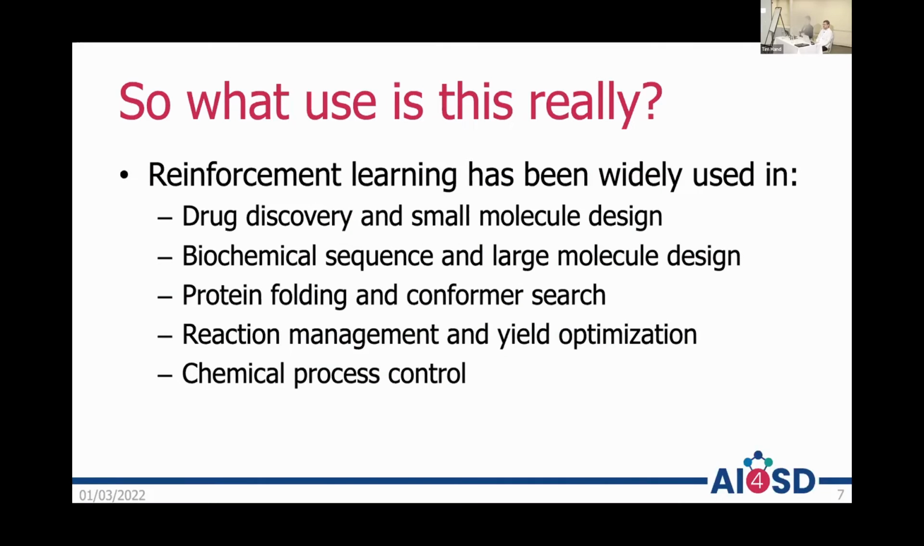So you might be wondering what use this actually is, because I've talked a lot about what it does, but not about why you might want to use it. And there are several examples in chemistry where this is quite useful. So the applications of reinforcement learning so far, the most widespread applications have been in drug discovery and design of small molecules. But it's also been quite widespread in designing biochemical sequences and larger molecules, in protein folding and searching conformer spaces, in reaction management and optimizing the yield of chemical reactions, and in chemical process control.